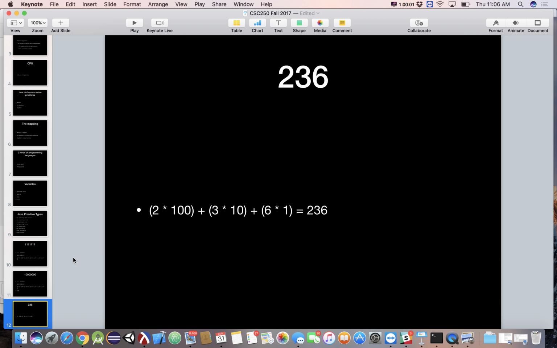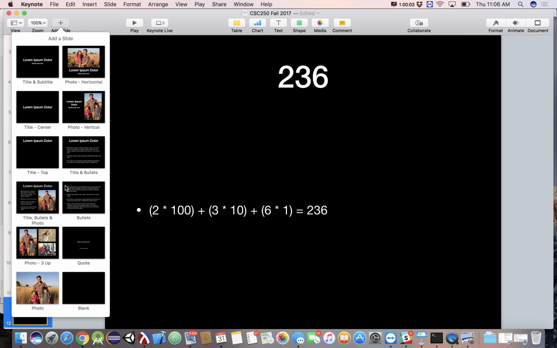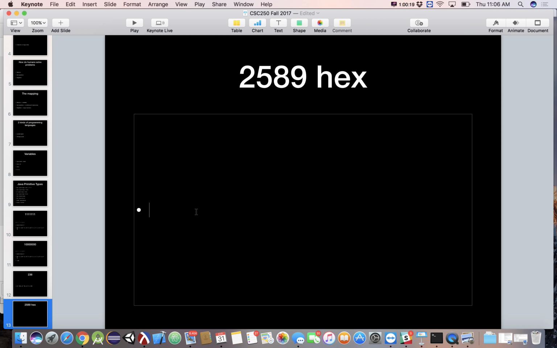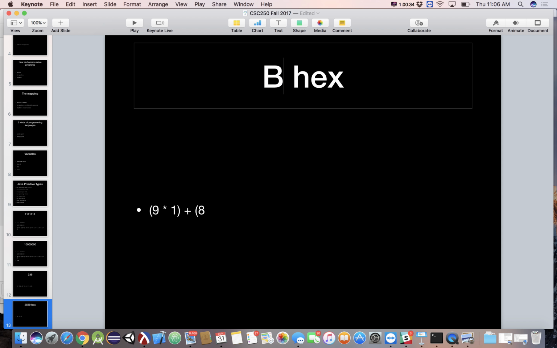The one little caveat we run into, I think 2589 is my favorite number. So let's say this is 2589 in hex. That's base 16. And I want to convert that into base 10. So that's going to be 9 times 1 plus, actually, hold on, I'm lying to you here. I want to do that in hex because I'm going in the other way.